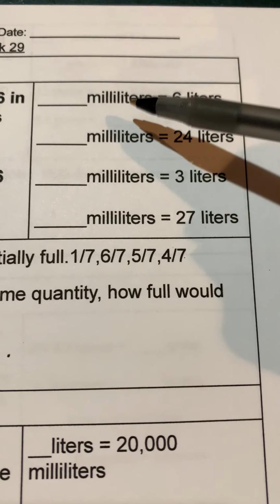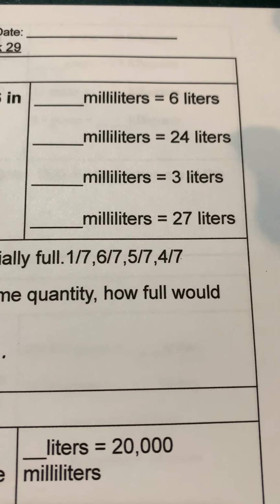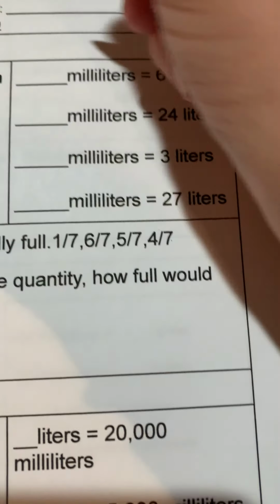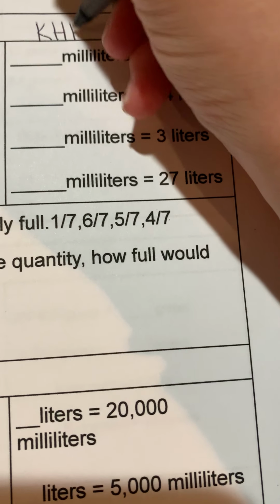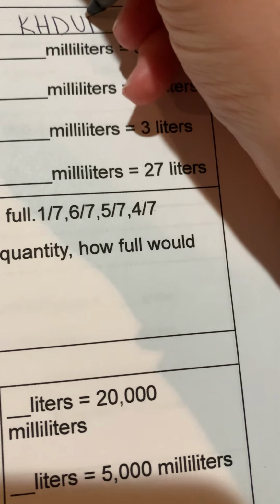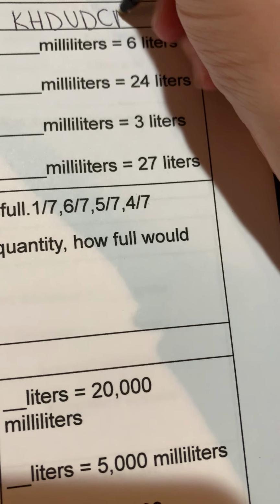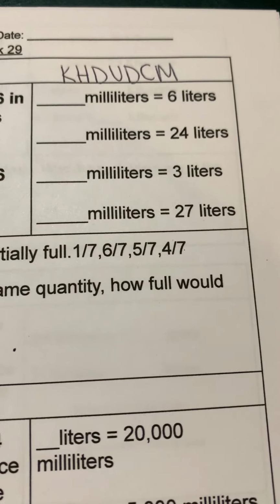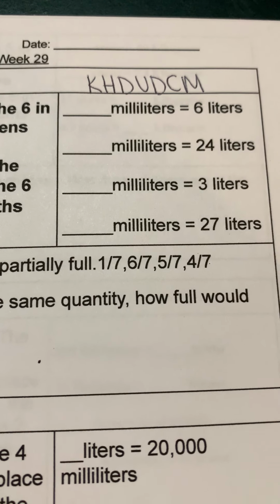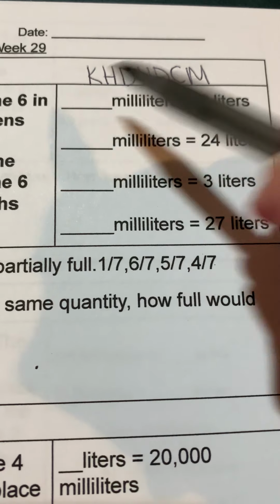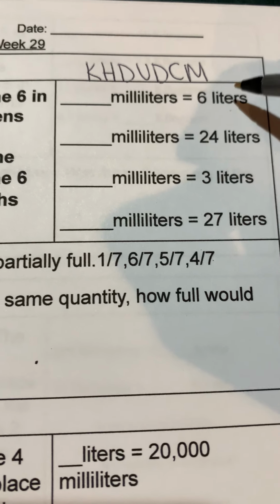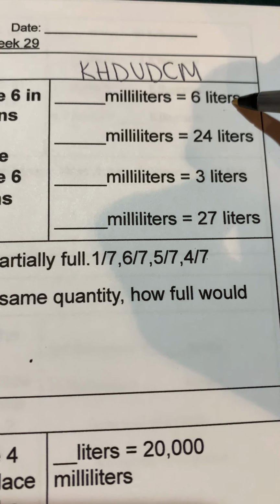This one, we're converting milliliters to liters. So this is where we are going to write King Henry died unexpectedly drinking chocolate milk. That will help us with our conversions. So we are going from milliliter. We don't know how many milliliters equals 6 liters. So we are starting at liters.